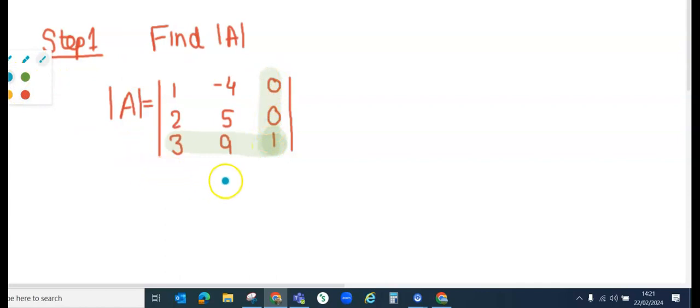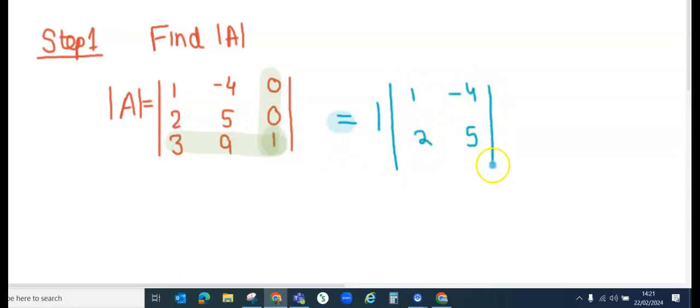So I'm looking at this one. This is 0, this is minus 0, this is 1. So I can do 1 times 5 minus 4 times 2. 5 times 1 is 5, and that times this is minus 8. Determinant is minus 13, the same determinant as I got before.